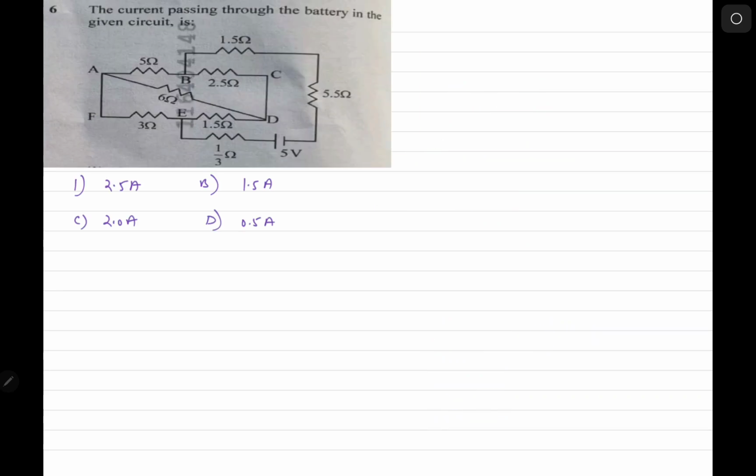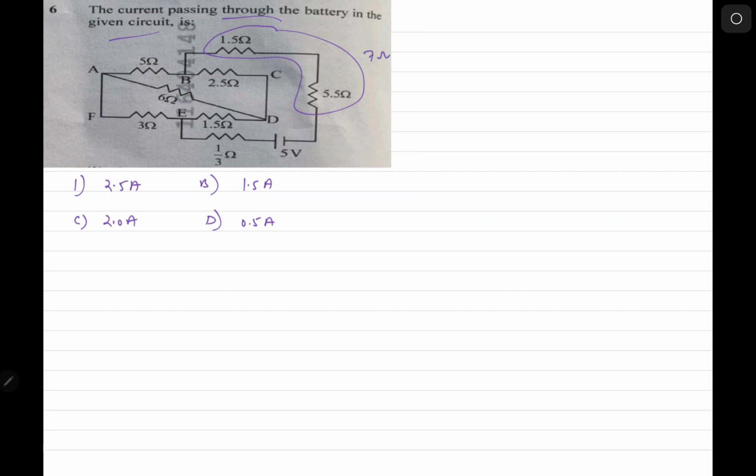Okay, let's see the next question, question number 6. In this question the options were missing, so I just wrote the options here now. So in this question, we need to find the current passing through the battery in the given circuit. So the total current we need to find. For that we need to find the equivalent resistance. So you can see in the diagram, these two are in series. So our equivalent of these two will be 7 ohm.